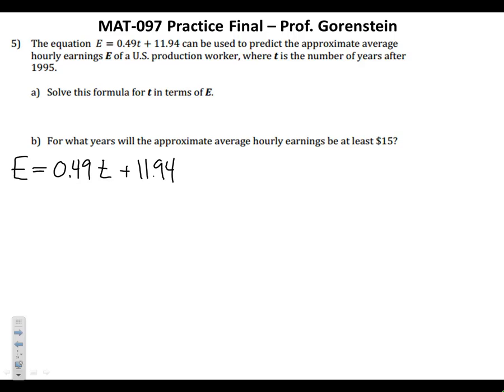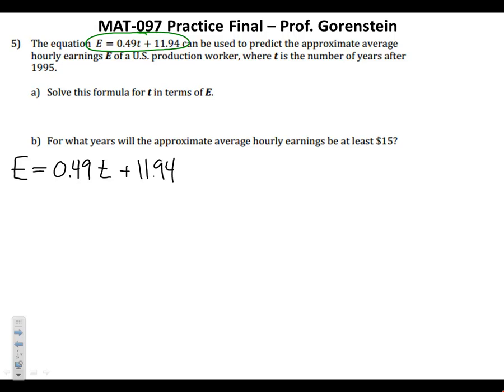In problem number 5, we're given an algebraic equation, a relationship between the hourly earnings, which is the variable E, with the number of years after 1995, which is the variable T. In part A, we want to solve this formula for T. So express this in terms of T. So we want T equals everything else. We want T by itself.